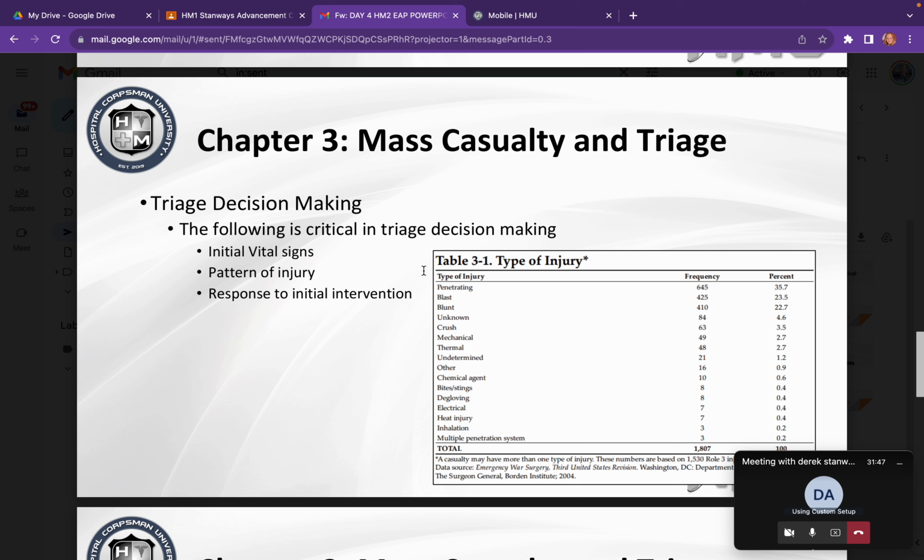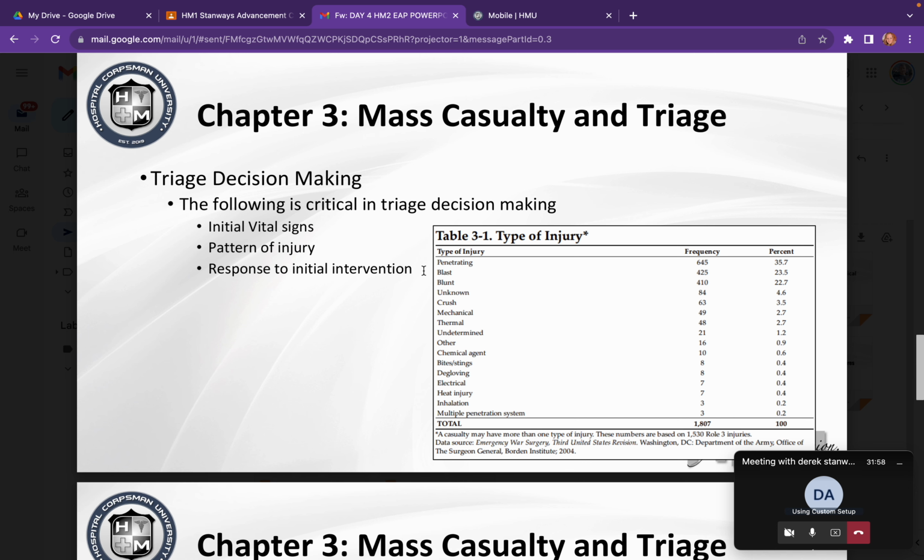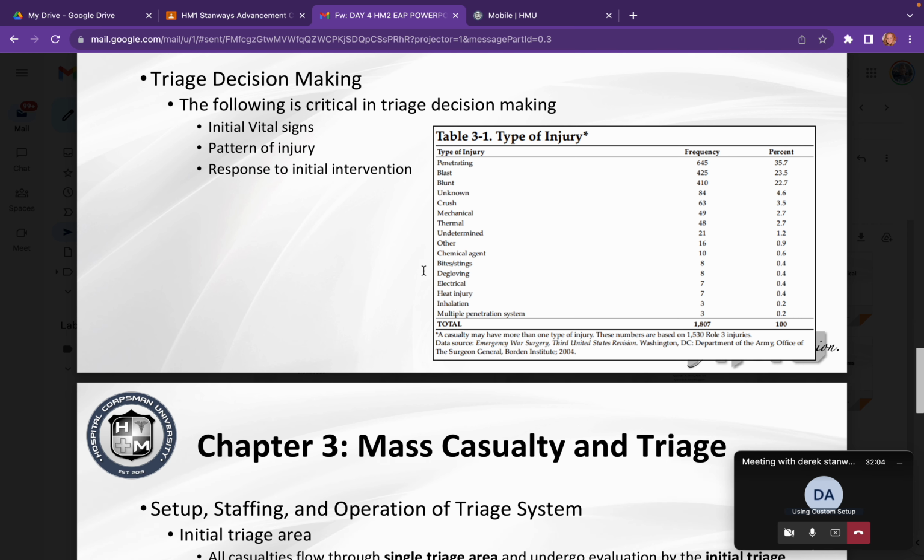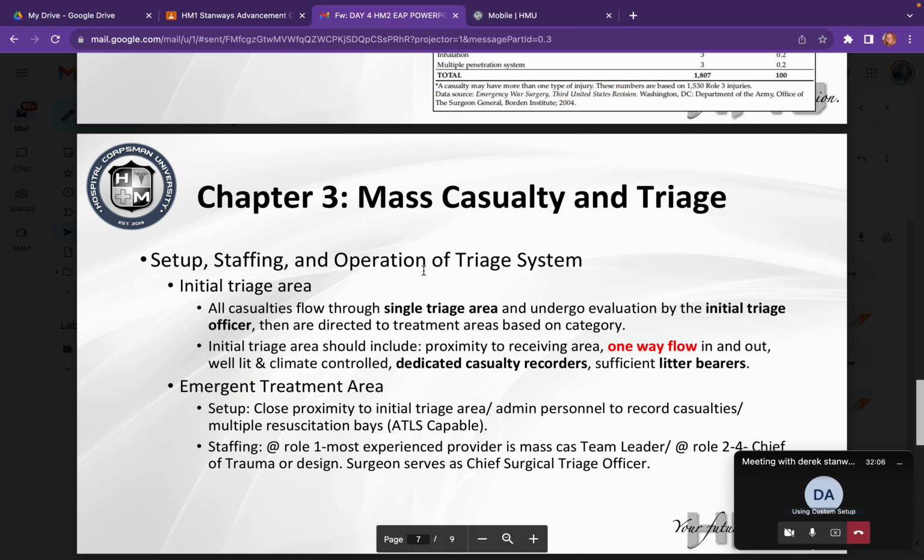So I put the chart on there because the types of injuries have been on the test before, where it'll ask what's the number one type of injury in a battlefield scenario. Just know that it's going to be penetrating injuries. You say penetrating chest wound? Well, it's just going to say penetrating on the test. Next one, Drew. Yes. All right.